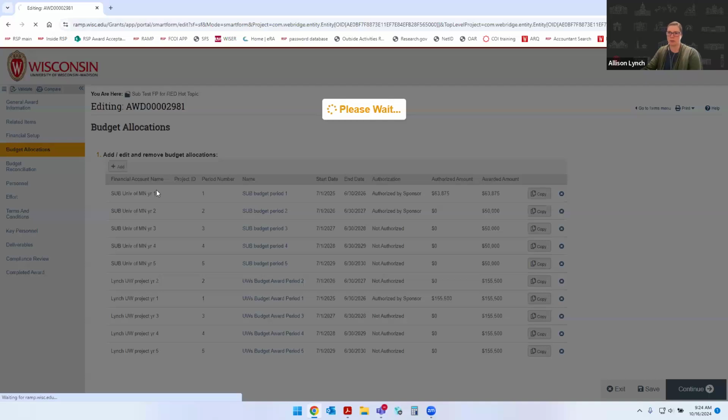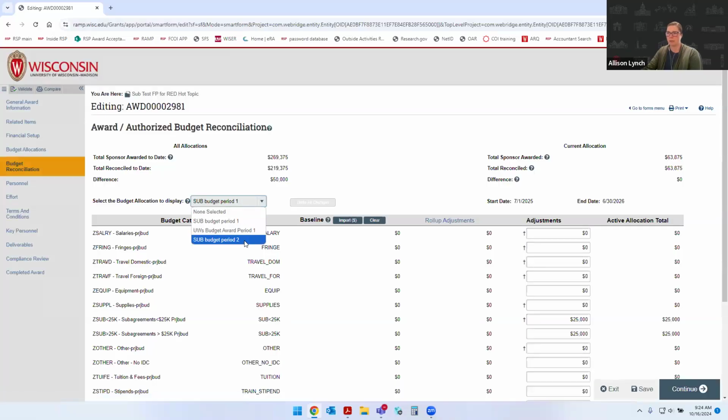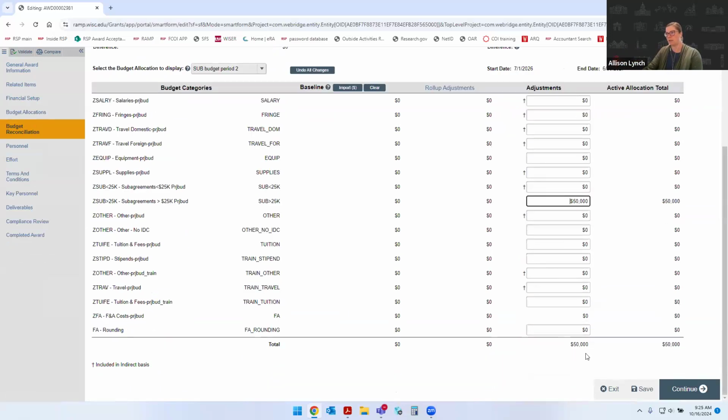And now we're going to navigate to the budget reconciliation. And now we'll see this drop down, budget period 2. So here we still have $50,000 that we're allocating to this outgoing sub, and we are putting that all in sub agreements over 25,000, because we've already assessed the indirect rate on the previous project.